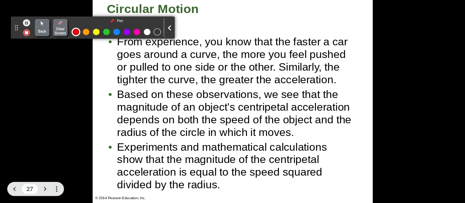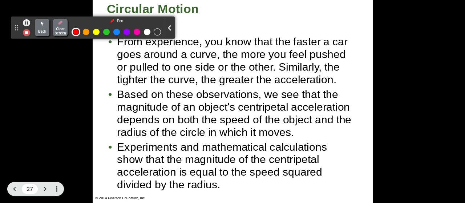Think about your own personal experience. If you're driving in a car and your car goes around a curve really, really fast, you will feel pushed to one side or the other. The tighter the curve, the greater that centripetal acceleration, and the greater the force with which you are pushed to one side or the other.